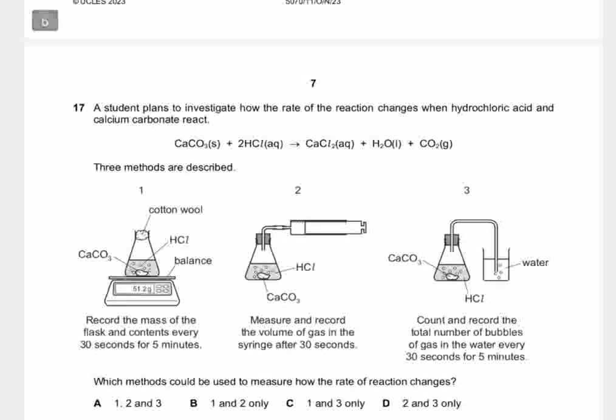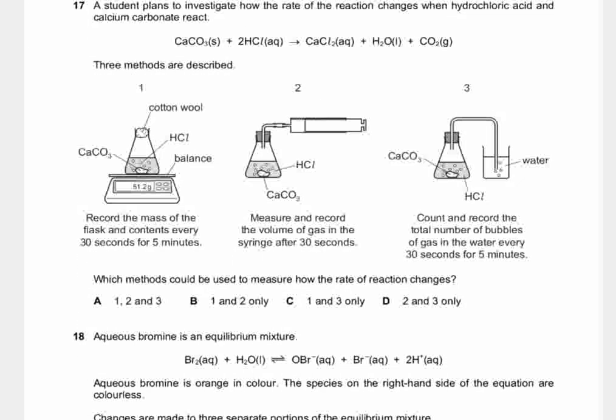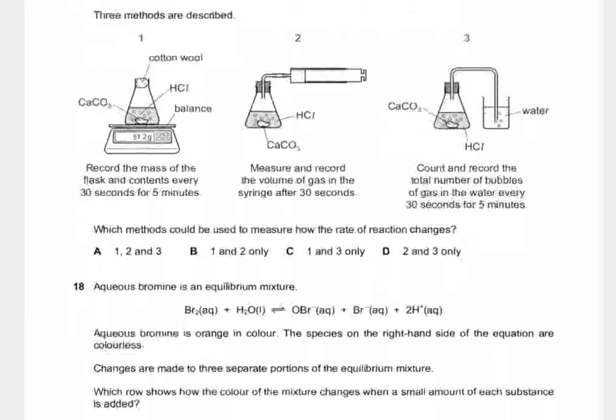Then question 16, a student plans to investigate how the rate of reaction changes with hydrochloric acid and calcium carbonate. We have the equation here. We have the methods as described below. Three methods are there: record the mass of the flask and contents every 30 seconds for 5 minutes; measure and record the volume of gas in the syringe; and count and record the total number of bubbles of gas in the water every 30 seconds. These three methods are given, and you need to pick the correct ones. So the first and the third are the correct ones. So option C is the correct one.